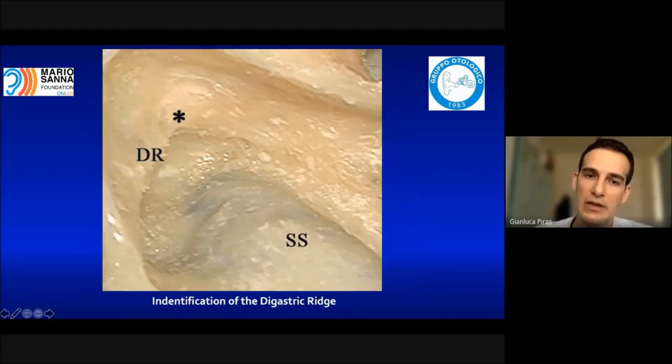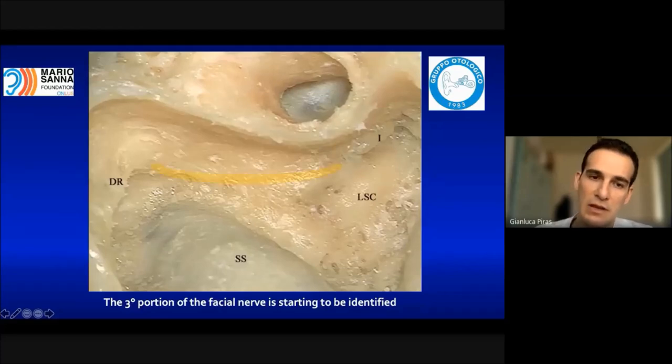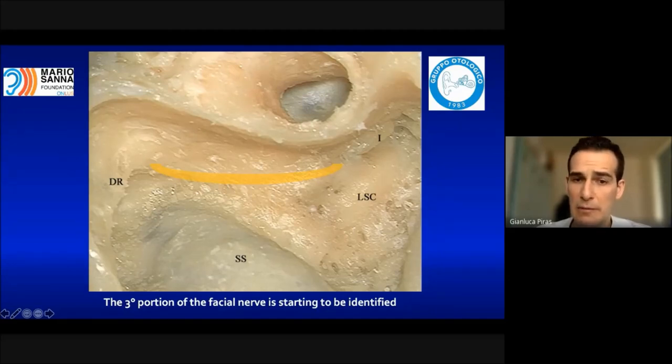That's the digastric ridge, which means it's the attachment of the posterior belly of the digastric muscle on the tip of the mastoid. This is another important landmark for the third portion of the facial nerve, because if you draw a line between the short process of the incus and the digastric ridge, you understand where the third portion of the facial nerve runs. So it's very important if you have to do a posterior tympanotomy for a cochlear implant, as well as in a canal wall up tympanoplasty.